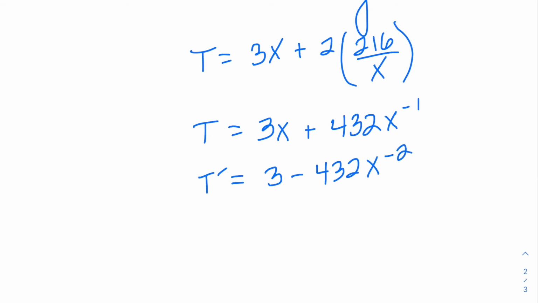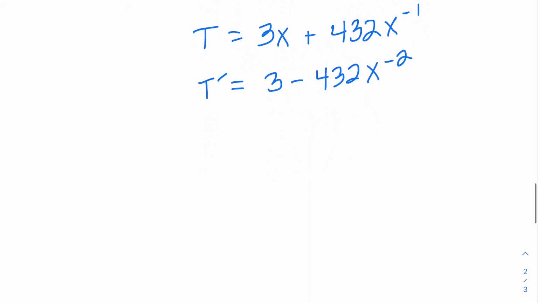And remember, this is the equation that to find the minimum, we're going to want to set equal to 0, because at that minimum value, the derivative, or the slope of your tangent, if you picture it graphically, would be horizontal at that minimum. So when we're looking for the minimum, we're setting that derivative equal to 0. And here, when we do that, we get 0 equals 3 minus 432 over x squared.